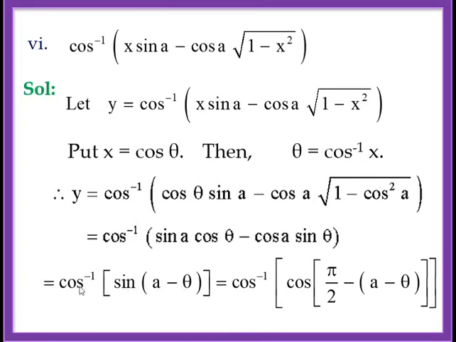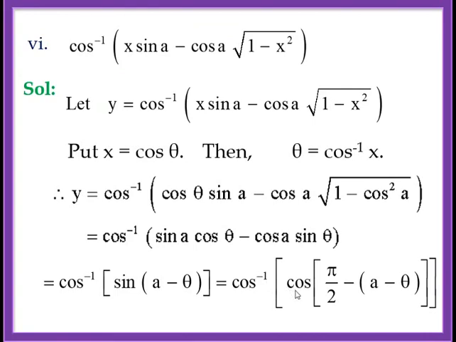Now we need cos inverse of cos theta, but I have got sin theta. But I know that cos of 90 minus theta is sin theta. So sin of A minus theta can be written as cos of pi by 2 minus this. See, you have to observe that this is to be put in a bracket. Otherwise you will say pi by 2 minus A minus theta. That is wrong. After opening the bracket, it becomes minus A plus theta. You have to be careful.